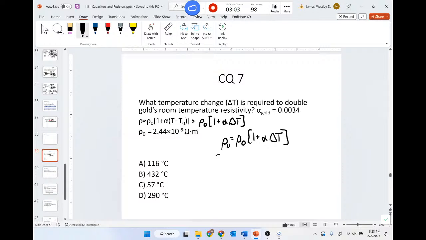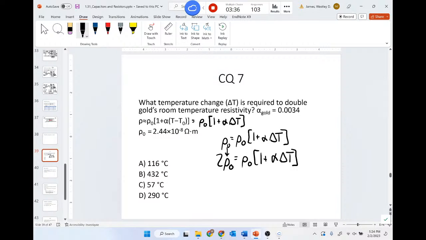We want to double it. At the end of the day, we want our resistivity to be double. So that's going to equal rho naught times 1 plus alpha times delta T. So honestly, if you look at it at this point, you're going to see something very nice. All we did is we said we want to double it. We want to go from what it was before to double. That's the end result. We want it to be double. Okay? Here's the beauty.